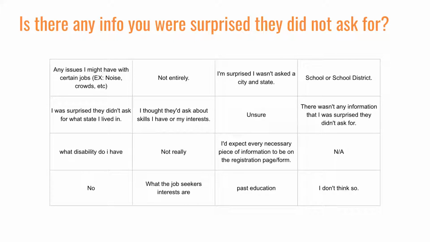When asked if there was anything that they were surprised that was not asked in the application, 2 of the things that really jumped out were any issues I might have with certain jobs, examples of noise and crowds, etc. So the accommodations section, people were surprised did not come up in the application registration, and that there wasn't any information about your interests and your skills, also about schools in the school district. So those types of things, what job seekers' interests are, what accommodations they might need. Some of the users were expecting that to be in that registration process.